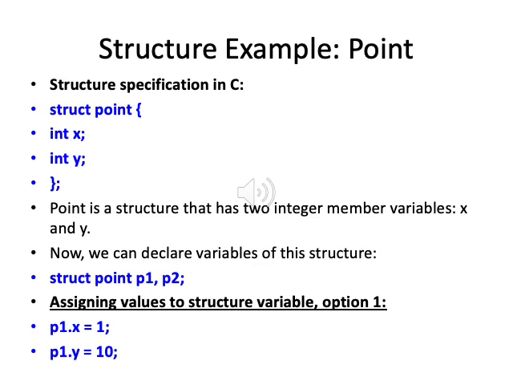Now the next thing which we have is assigning values to these structure variables p1 and p2. So specifically we want to assign values to the x components of p1 and p2. So one option is we can write p1.x equal to 1 and p1.y equal to 10. So this is again similar to previous declarations. Only difference is we use a dot operator. So this will link the structure variable with its appropriate member variable.